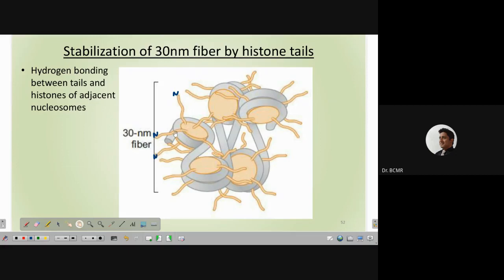So these histone tails can make a lot of hydrogen bonds with other histone tails, and because of which the 30 nanometer fiber will retain its shape like this. Okay, stabilization of 30 nanometer fiber by histone tails. How do they do it? By using hydrogen bonds between tails of adjacent nucleosomes.